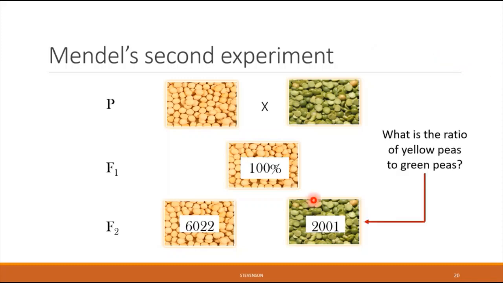So what is the ratio here of yellow peas to green peas? Well, just by looking at it, you can probably tell that it's pretty close to 3 to 1. And if that sounds familiar, and I'm not going to make you calculate this one, if that sounds familiar, it's probably because your other number that you got was also pretty close to 3 to 1.